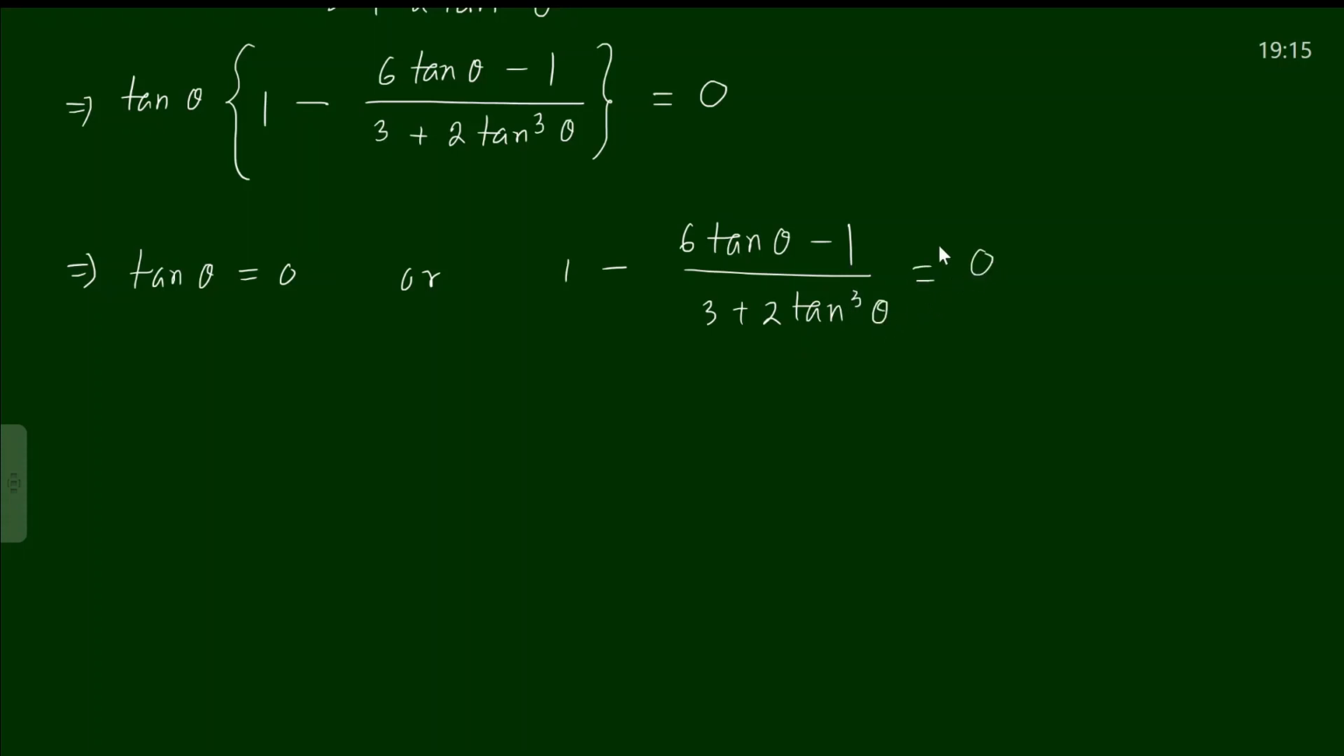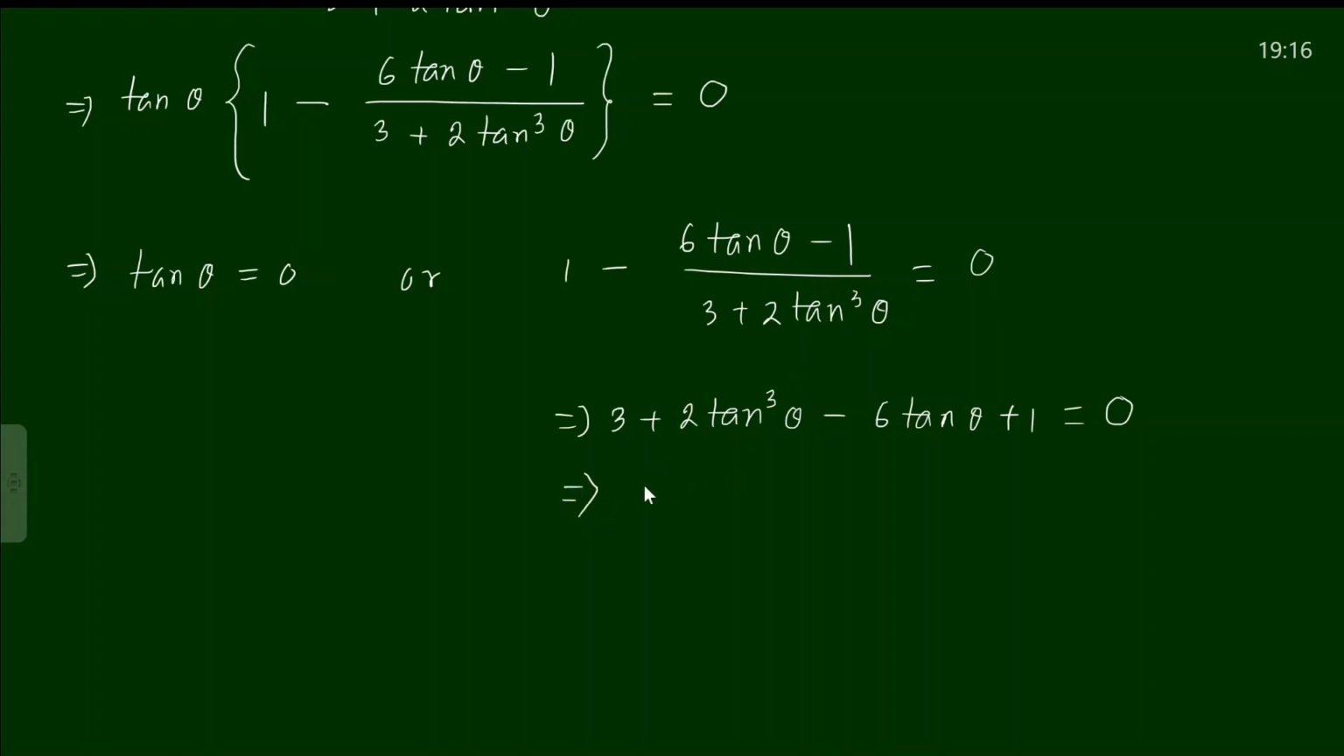This is equal to 0. And from here tan theta is equal to 0 is obtained. And from this one, take LCM here, it is 3 plus 2 times tan cube theta minus 6 tan theta plus 1 on the right hand side, equal to 0. Just taking LCM and taking cross product.